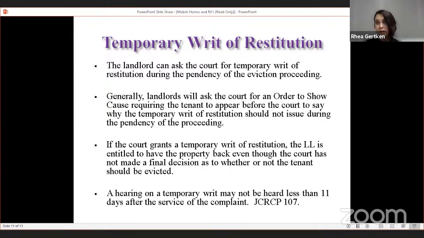Now, you do have to have a hearing with a temporary writ of restitution. That hearing cannot be scheduled until 11 days after you are served with the complaint. And again, remember that generally includes a request to shorten time to 10 days to answer. So this is all happening within 11 days if they request a temporary writ of restitution.